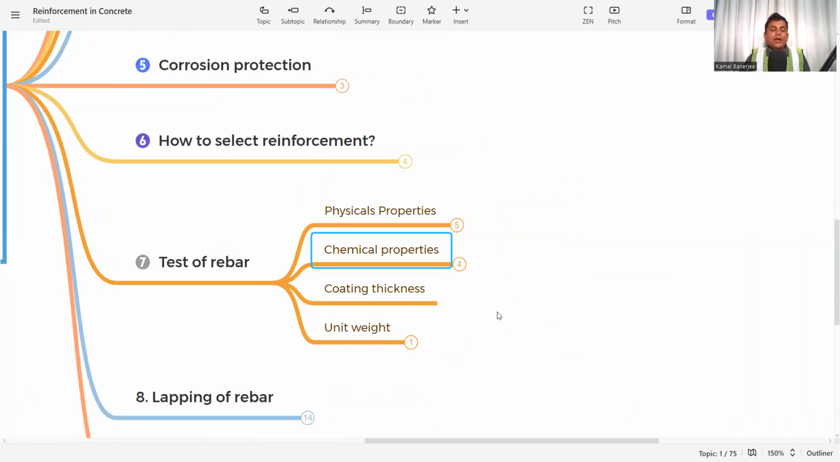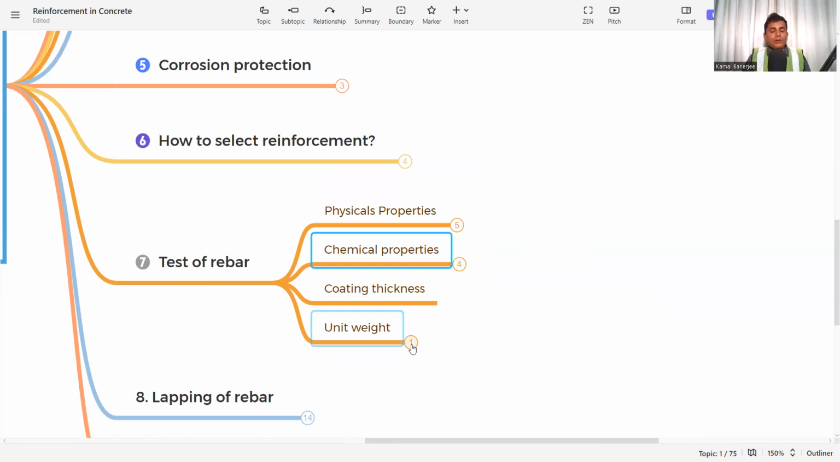Then coating thickness. Coating thickness is the corrosion resistance. There is a coating, a corrosion resistance coating. We need to check the coating thickness and the weight per running meter, how much coating is there, in order to avoid any type of corrosion. And the unit weight is also required.